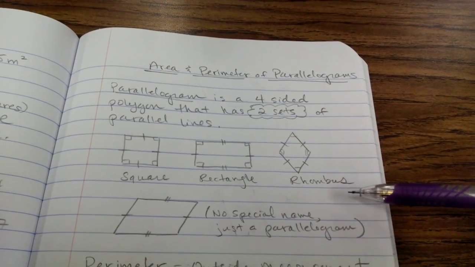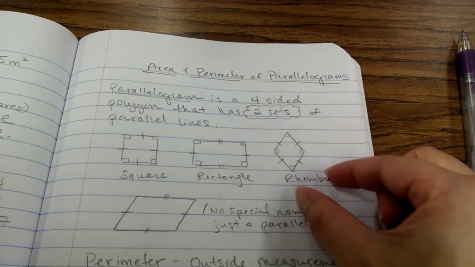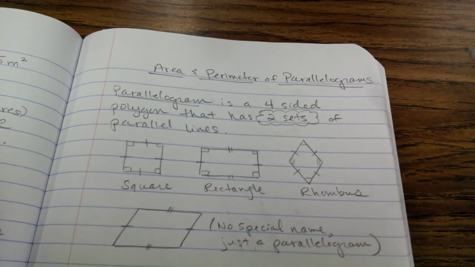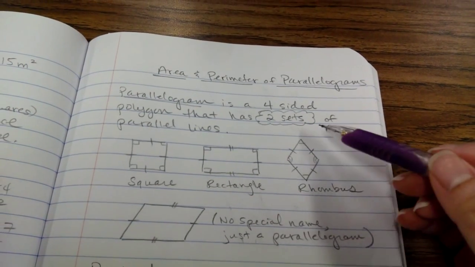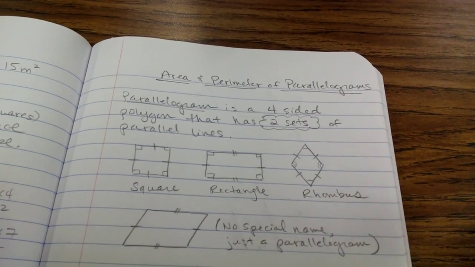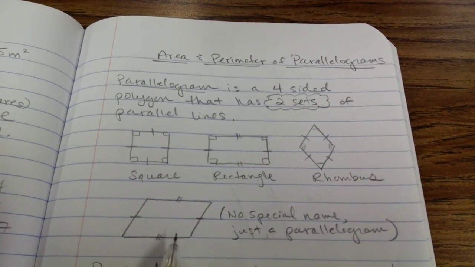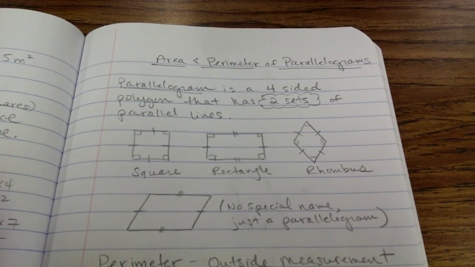A rhombus is also a parallelogram. The train tracks kind of go diagonally this way and this way. So it has two sets of parallel lines. A rhombus is special because all the sides are the same and opposite angles are the same. And then you get to this, and there is no special name for this one. This is just a parallelogram.